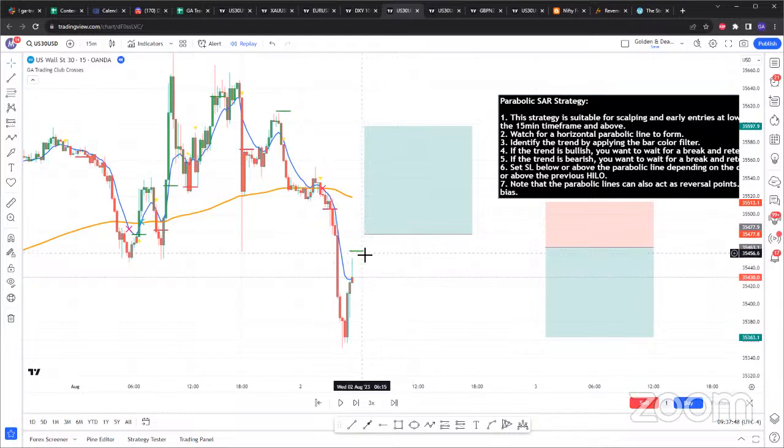What this should tell you is if price closes above and retests this line, you can enter a buy. That's how you should interpret this. Again, they will always form in real time. So here, what I was waiting for is for price to close above this green line and then retest and close above. At that point, that's why I was looking for a buy.